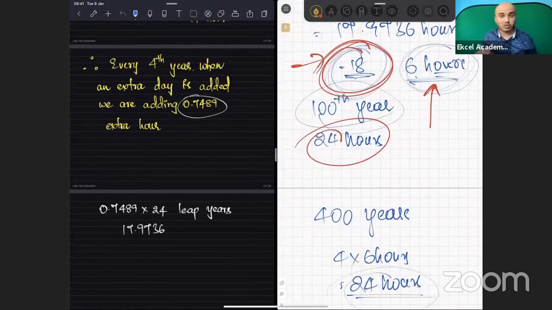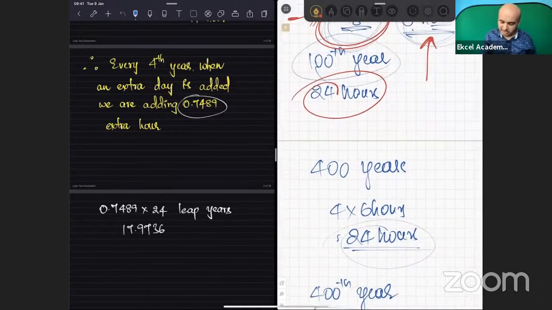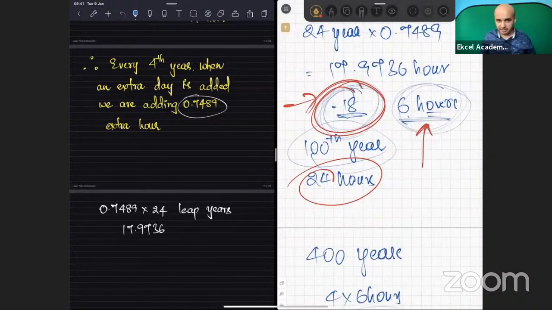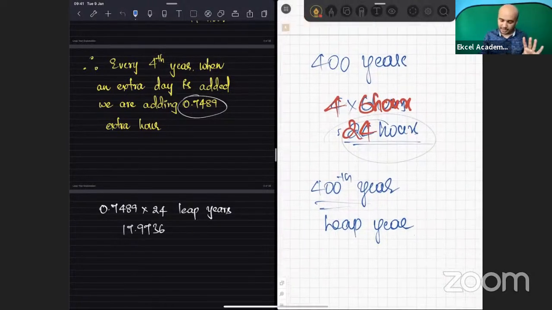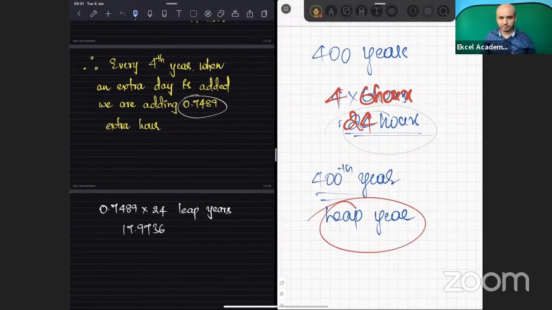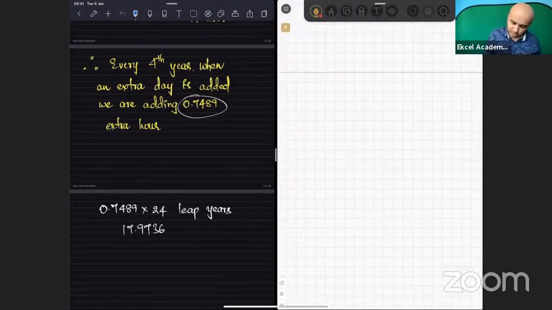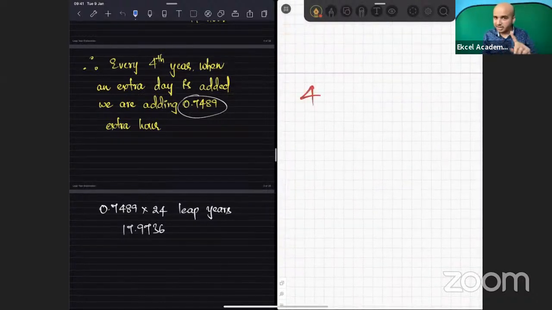So to make up for those 6 hours, when does this happen? Once in 100 years. So if you consider 4 centuries, 4 centuries into 6 hours, that will be 24 hours. So once again, every 4th century, it will be a leap year. To summarize this, if a particular year is divisible by 4, it's a leap year.